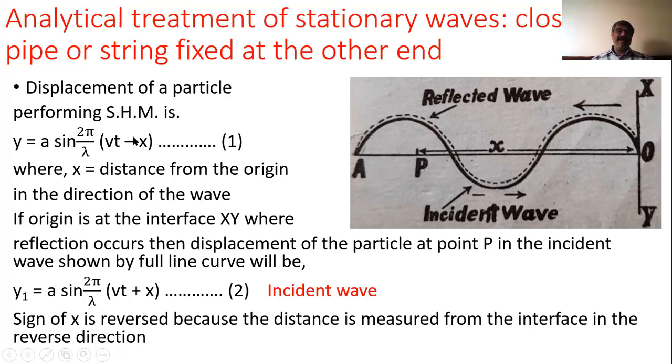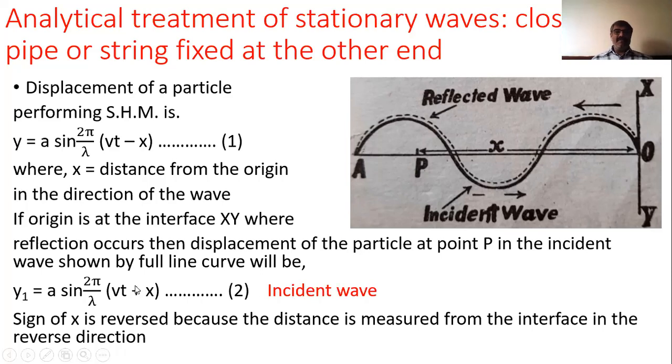It will be exactly opposite to this. So this is plus x, where that equation will be y1 equal to a sine 2 pi by lambda (Vt plus x), and this we consider as the expression for the incident wave.